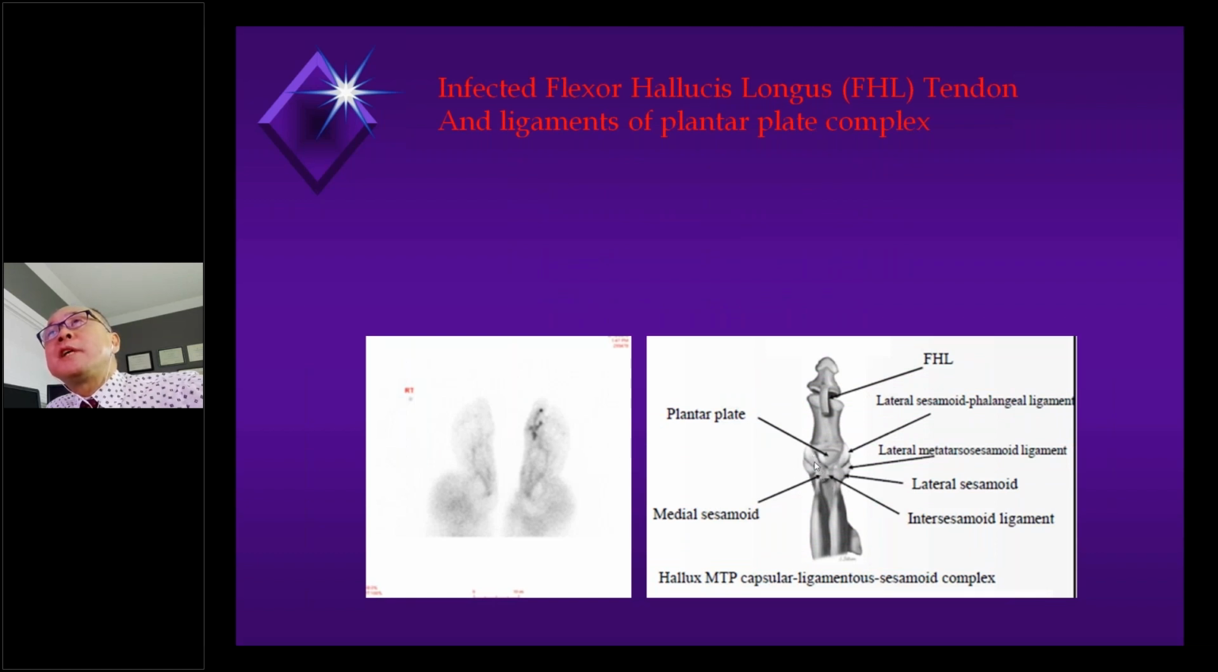sesamoid metatarsal and sesamoid phalangeal ligaments. That's what these are, the fine ligaments. So that's not osteomyelitis per se, but it is very, very deep soft tissue infection.